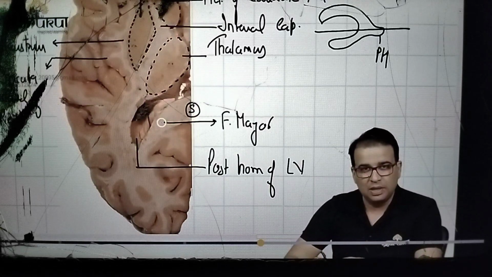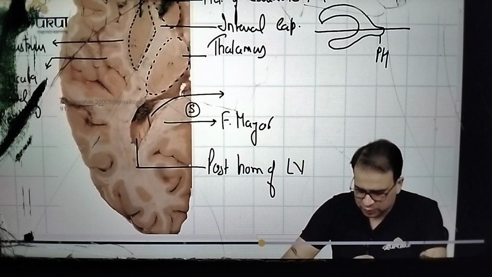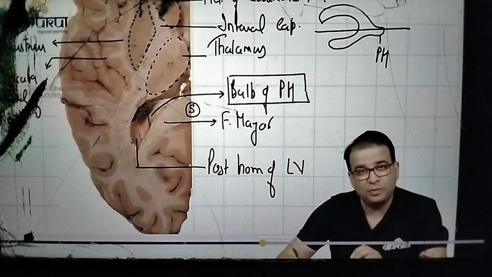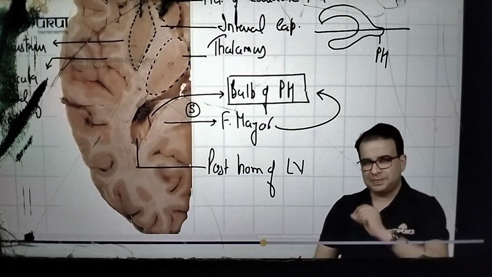In fact, these forceps major fibers are such dominant fibers that they produce this elevation in the medial wall of the posterior horn, and that elevation is called as the bulb of posterior horn. This again could be a question here. The bulb of posterior horn is because of what? Bulb of posterior horn is because of the forceps major fibers.